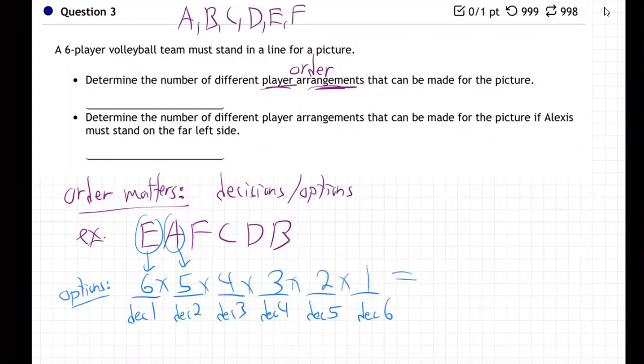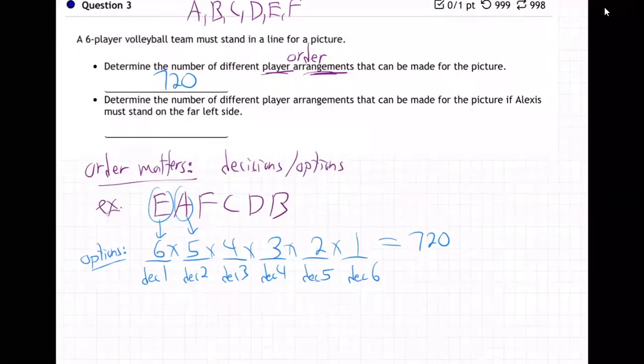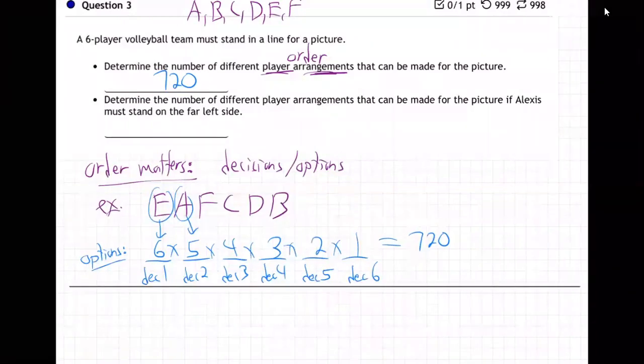Multiply that together on your calculator. I'm getting 720. So that's the first answer. My first one is 720. Now for the second part, it's going to be a little more tricky. So for the second part, bring it down.